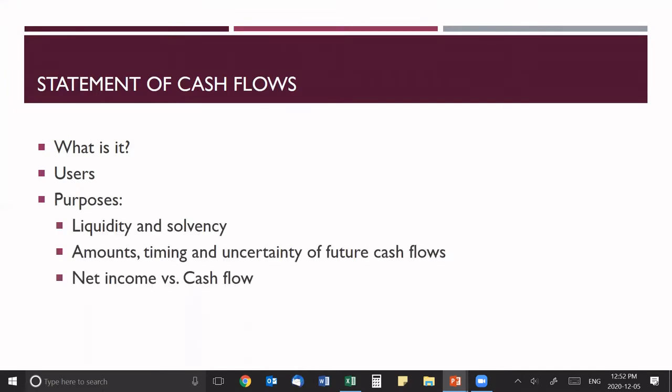So the purposes are to determine the liquidity and solvency of the company. How liquid is the company? Is there enough cash to pay all the liabilities that they need? It also looks at the future. What's happening now will help you get an idea of the amounts and timings of future activities, and helps with any uncertainties about future cash flows.